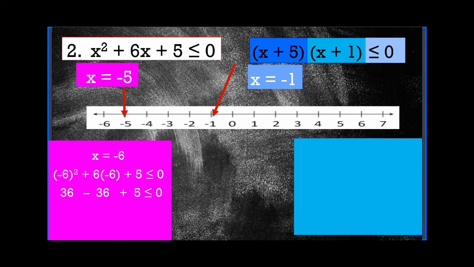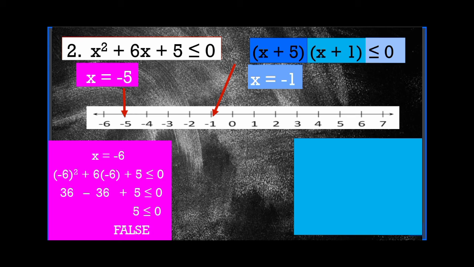So 36 minus 36 is equal to 0. So cancel natin yan. So matitira na lang si 5 and this is less than 0. Tama ba na ang 5 ay mas mababa sa 0? Hindi. So this statement is false. So ibig sabihin ay hindi natin pwedeng gamitin ang mga numbers na less than negative 5. Now let us try the numbers na nasa right ng negative 1.